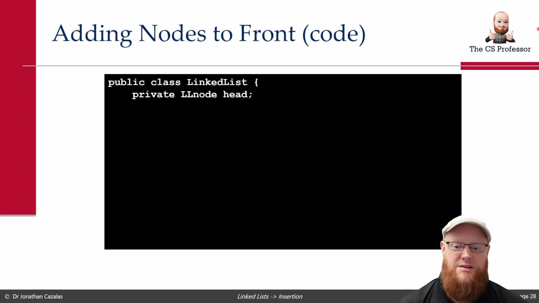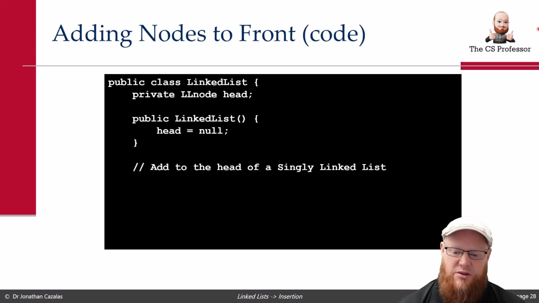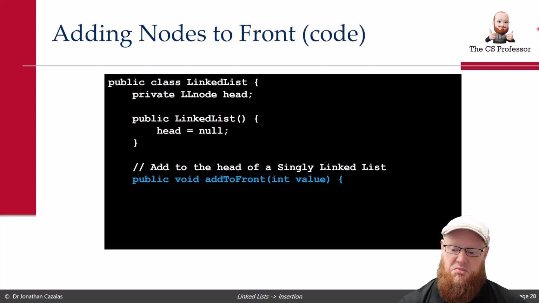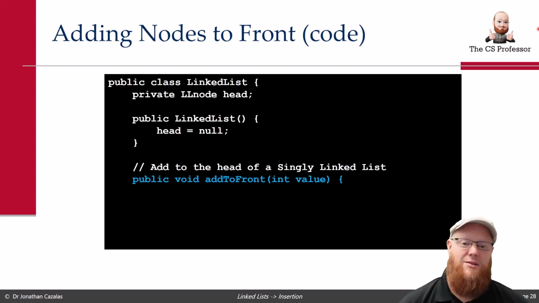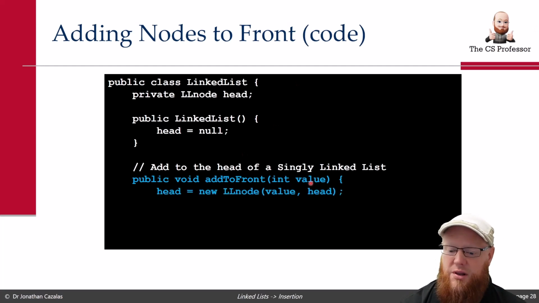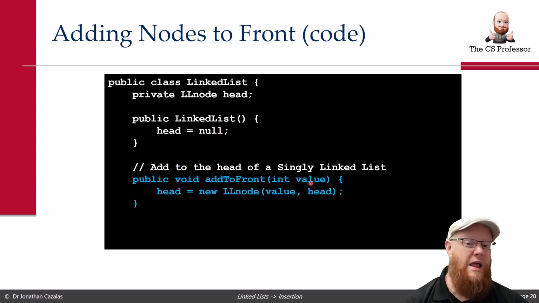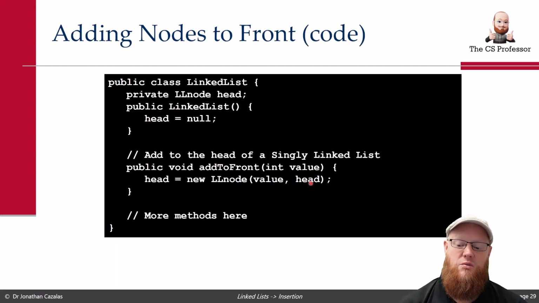Remember, we have our linked list class, we have our head, we have our constructor. Here's the code to add to the front of a linked list. It's a method, public void add to front. We're not returning anything, right? It's a void method, and we're inserting some value right here. We want to insert it into the list strictly at the front. We have one line of code that accomplishes this objective, which is very cool.